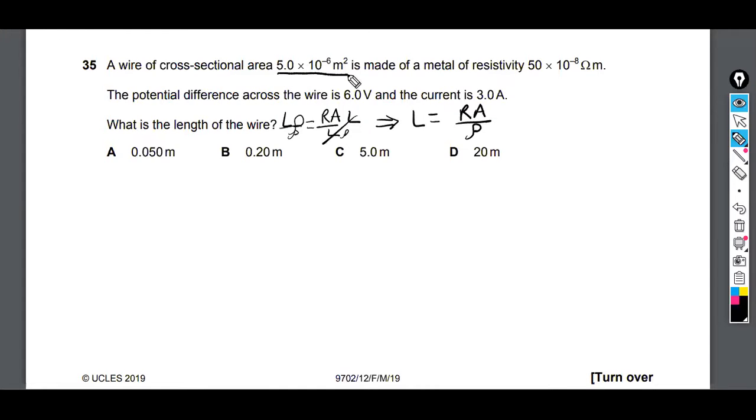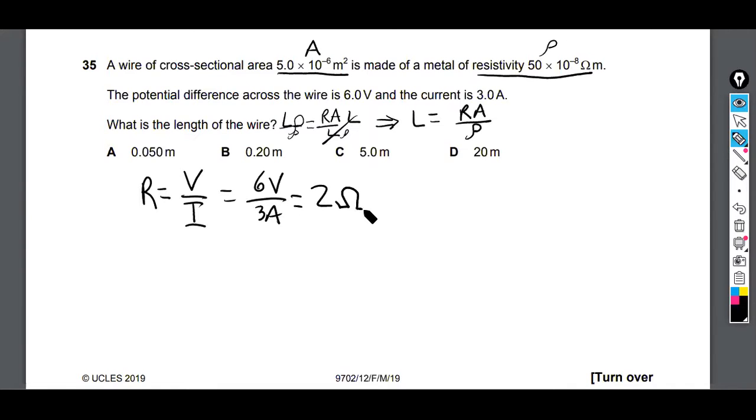I can see that they've given me the area A, so that's nice. They've given me the resistivity rho, I've got that. And the resistance is not given, but they must have given me some information to solve it. They're not going to give me an impossible problem, right? So how do I calculate R, the resistance? Well, resistance is voltage divided by current. Potential difference, that's voltage, right? And so 6 volts divided by 3 amps is 2 ohms of resistance. And that's the final piece of the puzzle.